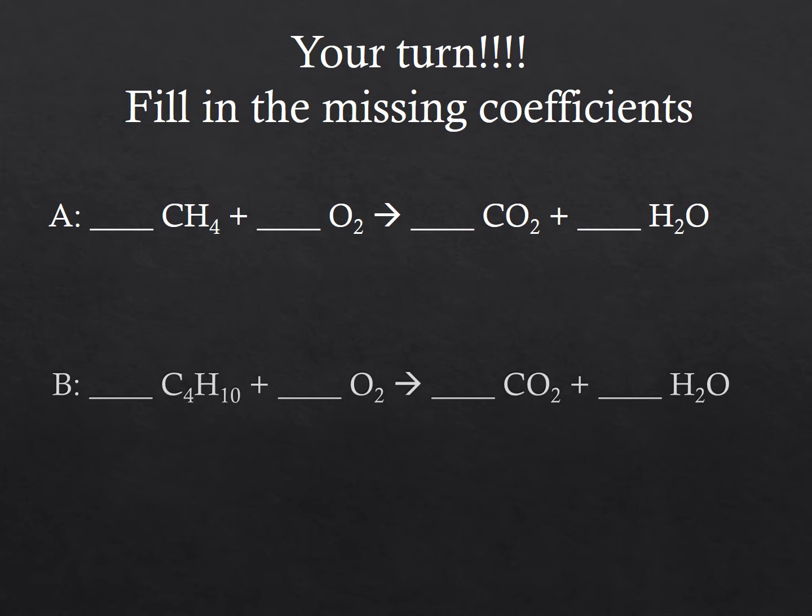And here are your answers. For A, we have 1 methane, 2 oxygens makes 1 CO2 and 2 waters. And then for B, we have 2 of the C4H10, 13 oxygens, 8 carbon dioxides, and 10 waters.